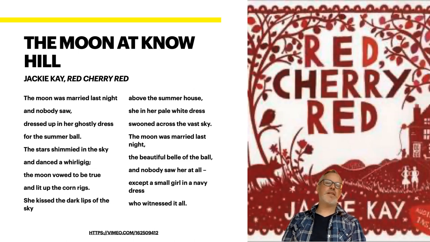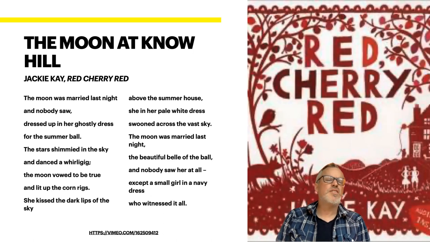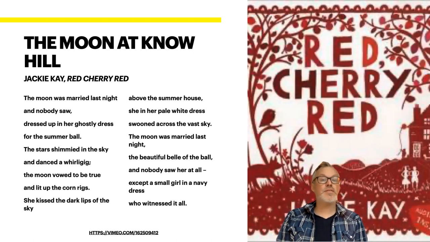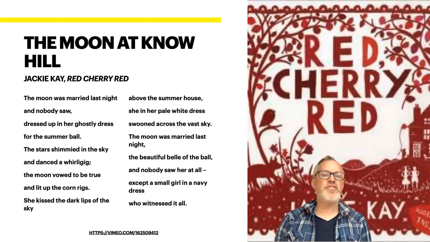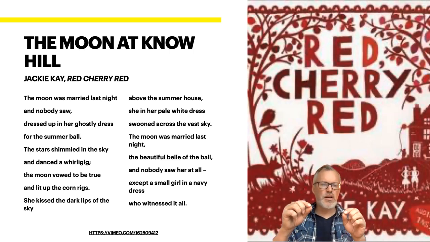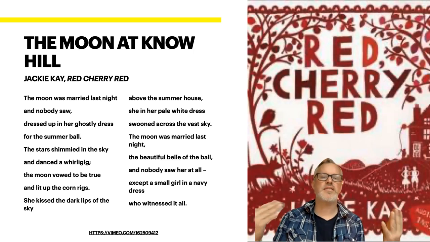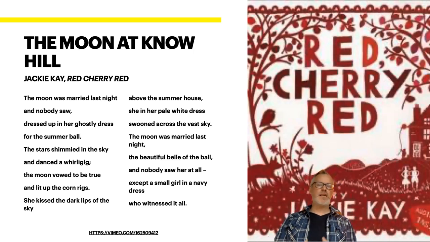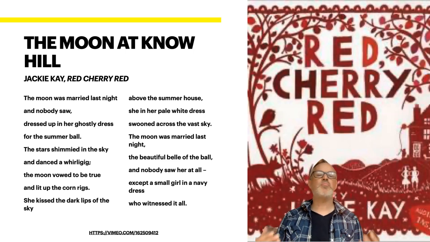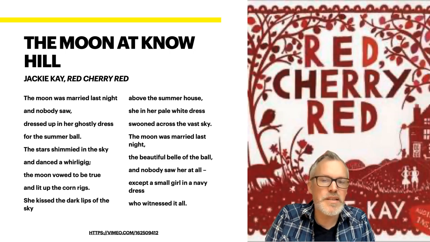The moon was married last night and nobody saw, dressed up in a ghostly dress for the summer ball. The stars shimmied in the sky and danced a whirligig. The moon vowed to be true and lit up the corn rigs. She kissed the dark lips of the sky above the summer house. She, in her pale white dress, swooned across the vast sky. The moon was married last night, the beautiful belle of the ball. Nobody saw her at all, except a small girl in a navy dress who witnessed it all.